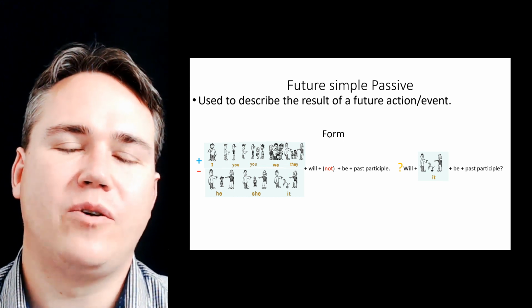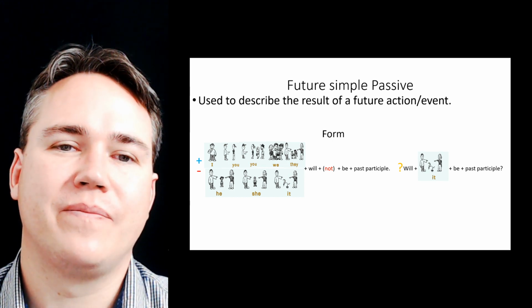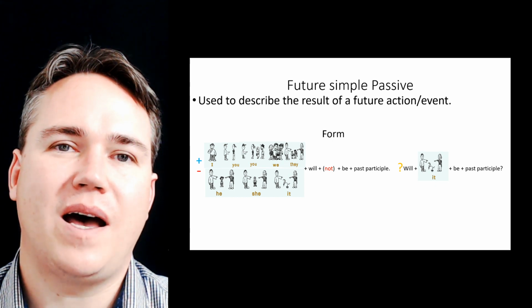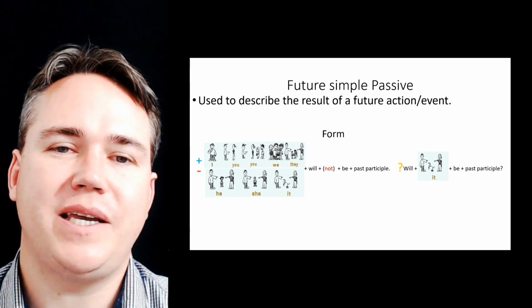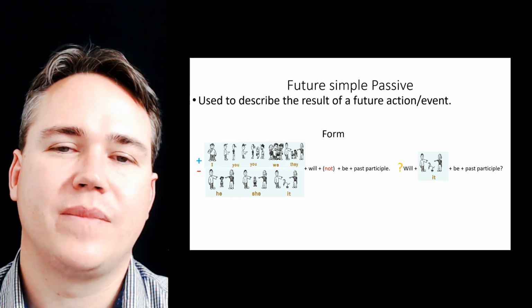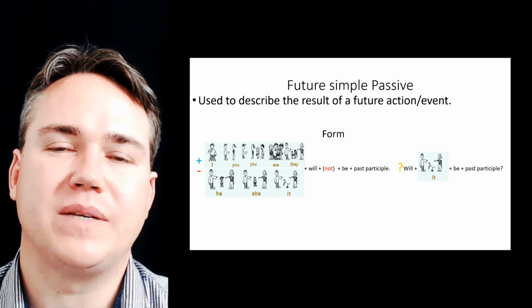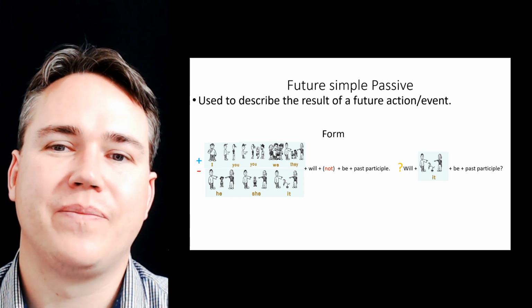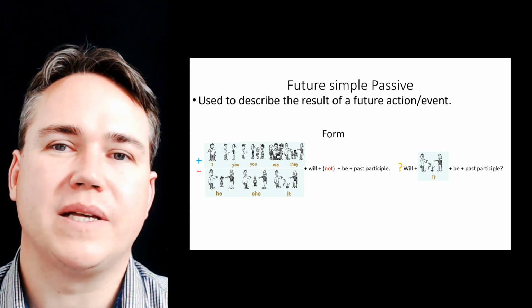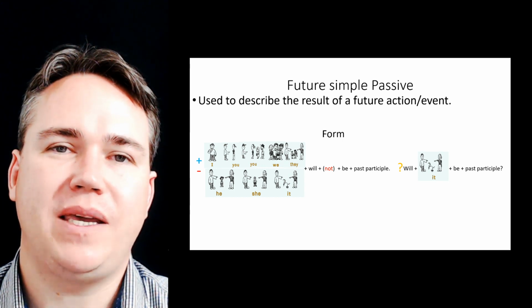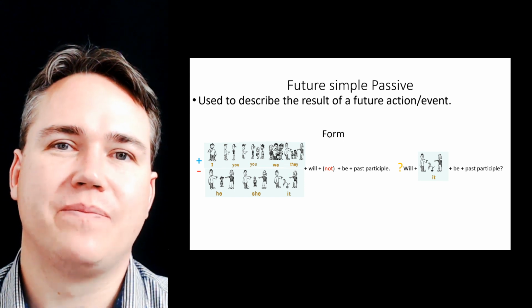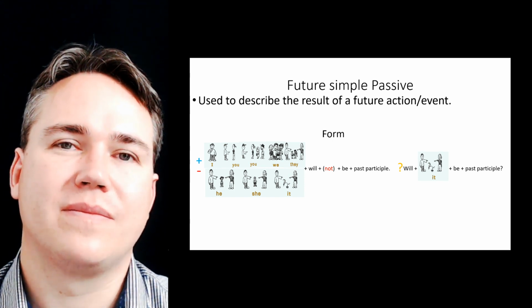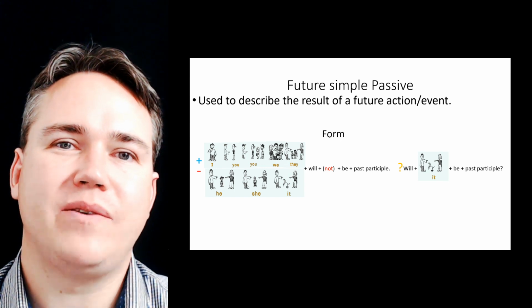Once again, the form is very easy because it's modal. So it's I, you, we, they, he, she, it will or will not plus be plus past participle. Will plus subject plus be plus past participle. Now that you can see the form, let's see if we can complete these sentences about results in the future.